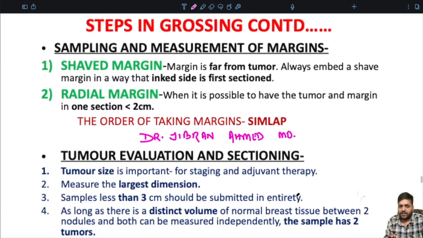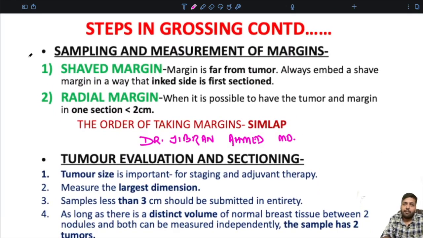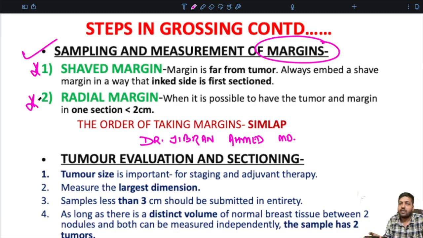Now, what are the other steps that we have to do? Sampling and measurement of the margins. As I already explained, there are two types of margins. One is the shave margin, one is the radial margin. If you have not seen the meaning of shave margin and radial margin, please go back to the lecture on the basics of grossing. There you will understand what a shave and a radial margin mean.